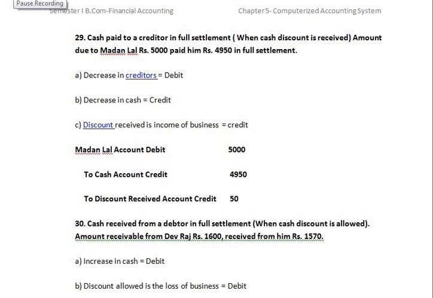Cash paid to a creditor in full settlement when cash discount is received. Amount due to Madan Lal, 5,000, paid him rupees 4,950 in full settlement. Here decrease in creditors and decrease in cash. Discount is also there. So Madan Lal account debit, that is the whole 5,000 the creditor is owed. Here cash account 4,950 to discount received account.